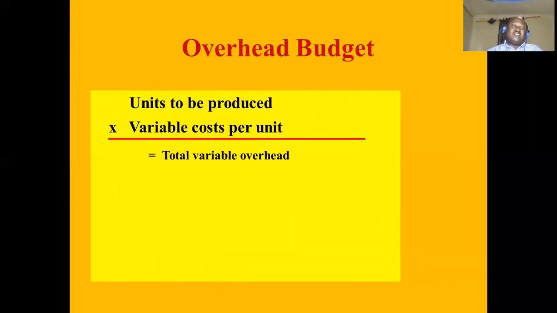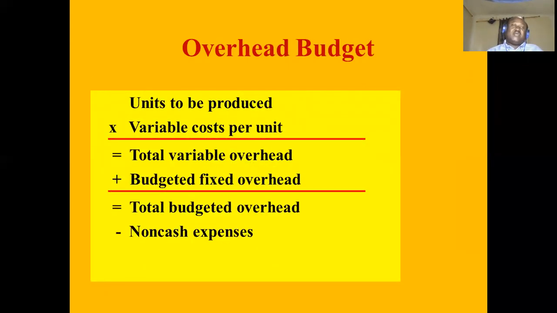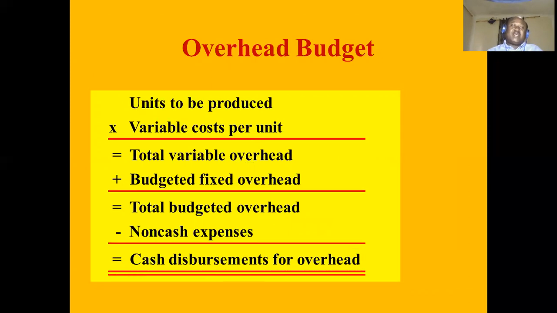Let's look at overheads. How do we calculate them? Units to be produced multiplied by variable cost per unit, it will equal total variable overhead. Then we add the budgeted fixed overhead. We shall get total budgeted overhead. We less non-cash expenses like depreciation. The result will be cash disbursements for overheads.